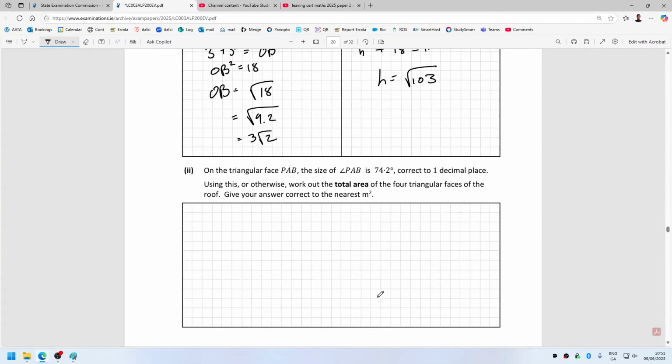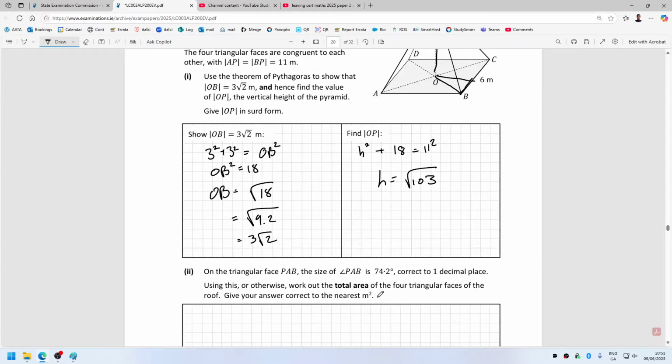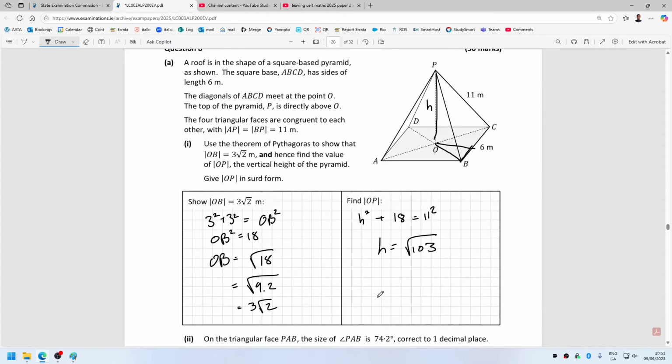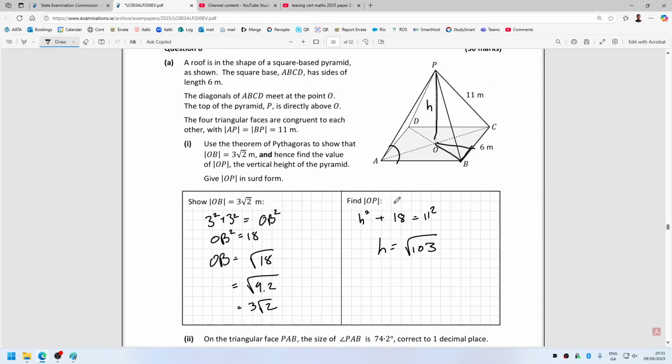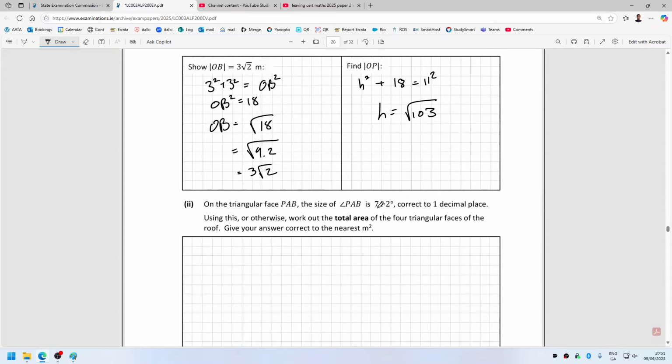On this triangular face, PAB, the size of the angle PAB is 74. Use this or otherwise work out the total area of the four triangular faces. Well, I just have to get it for one, right? So I'll just use the good old formula, a half ab sine C.